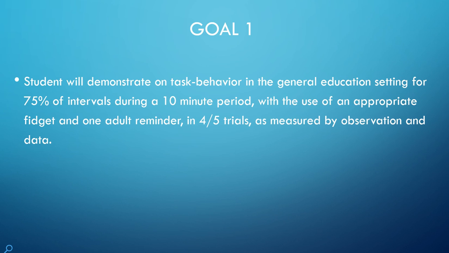Goal 1 is students will demonstrate on-task behavior in general education settings for 75% of the intervals during 10-minute periods, out of 4 out of 5 trials, as measured by an observer. Most of my goals are very behavioral based because I want to work with ED kids, and those are some of the hardest kids to work with. So just 10-minute periods to start off with and try to get them focused on the overall assignment.